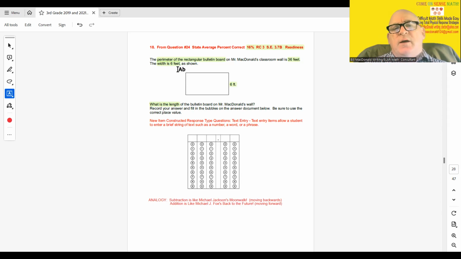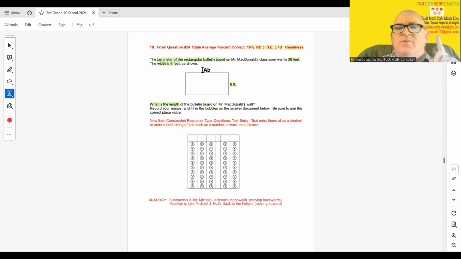So let's read it out. We can highlight on the computer. So that's all I've done there to show you what can be done on the computer and what can be done on paper. The perimeter of the rectangular bulletin board on Mr. McDonald's classroom wall is 36 feet. Keyword feet. The width, singular, is 6 feet. And there it is, 6 feet. What is the length? Singular.